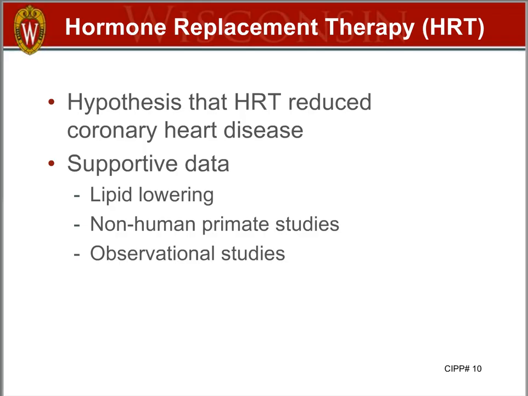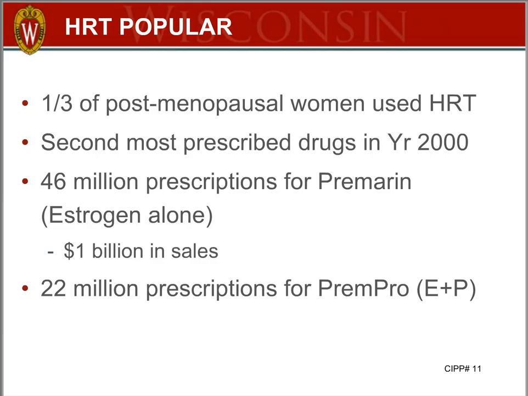So there was a lot of data, observational data and experimental laboratory data, that suggested that hormone replacement therapy would in fact reduce coronary heart disease. In fact, based on this observational data, the use of hormone replacement therapy in postmenopausal women became very popular. It was estimated that one-third of postmenopausal women were using HRT. It was among the most prescribed drugs in the United States. Obviously, a lot of money was spent on these drugs, either the estrogen alone or the estrogen plus progestin, whichever was prescribed by the physician. So this was a very popular and very expensive therapy that was being used on the theory that it would reduce coronary heart disease.